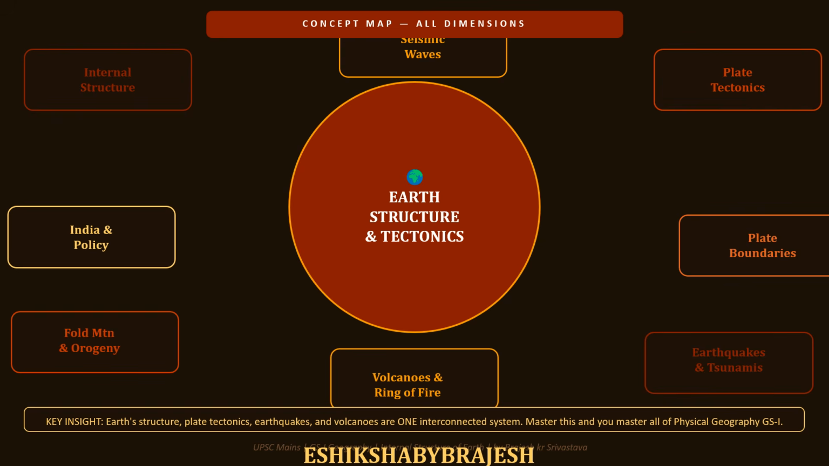These 8 dimensions are not separate topics, they are one interconnected system. Tectonic plates move because of convection in the mantle, which flows because of heat from the outer core, which is liquid because of Earth's composition and formation. Earthquakes happen at plate boundaries, volcanoes erupt where plates subduct or diverge, mountains rise where plates collide, rivers form where mountains rise, monsoons are influenced by mountain barriers, agriculture depends on monsoons, economies depend on agriculture.